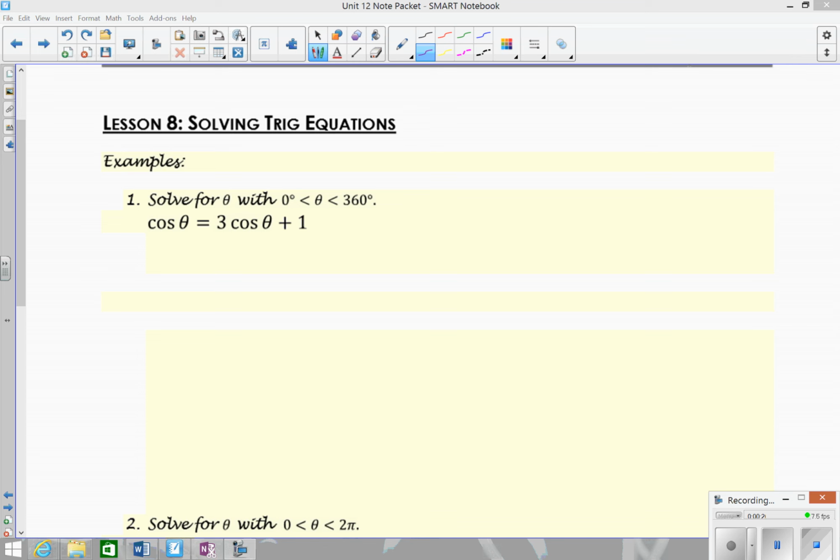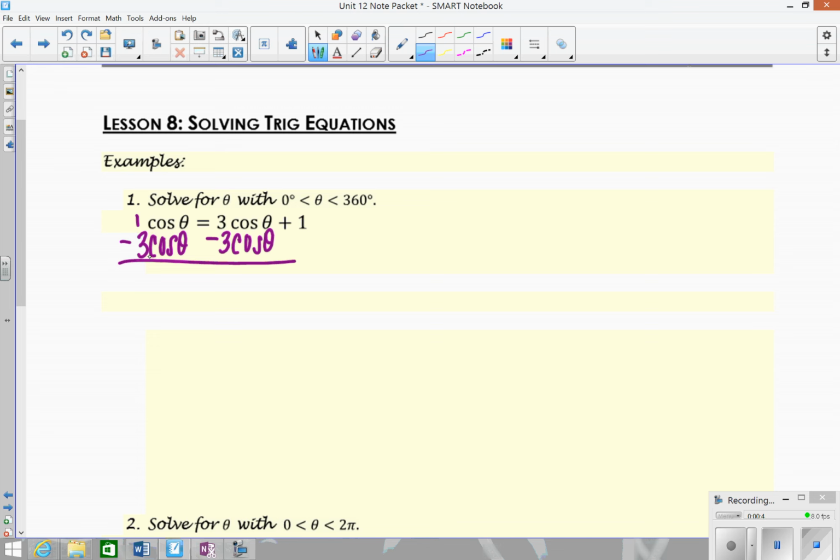What I'm going to do is get the number on one side and have all the cosines on the other. That means I'm going to be subtracting this 3 cosine theta from both sides. You can almost think of this cosine theta as like an x. So this is like a 1 out in front as the coefficient. When you subtract 1 minus 3, you get negative 2. So negative 2 cosine theta, these cancel, equals 1. Bring down that other 1.